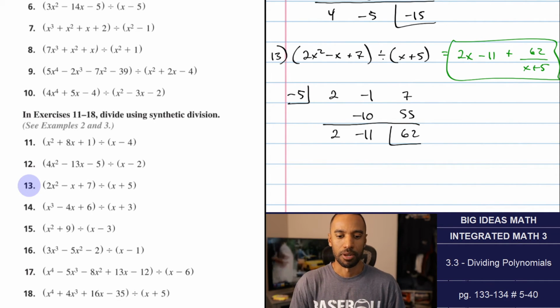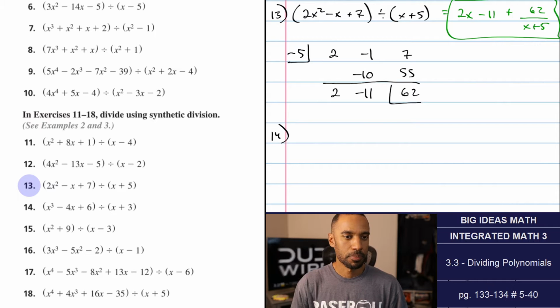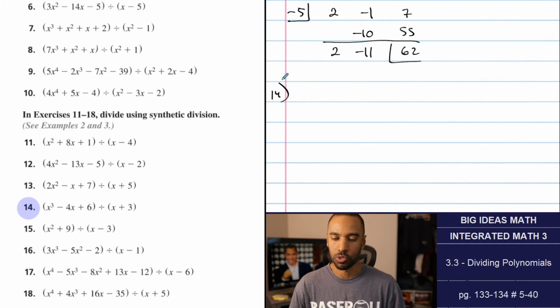Again, much faster than long division. Because it skips the x's, right? It skips the x work. It skips the cancellation of what you have to do. You get to add instead of subtract results. I love it. All right, x cubed minus 4x plus 6 divided by x plus 3.